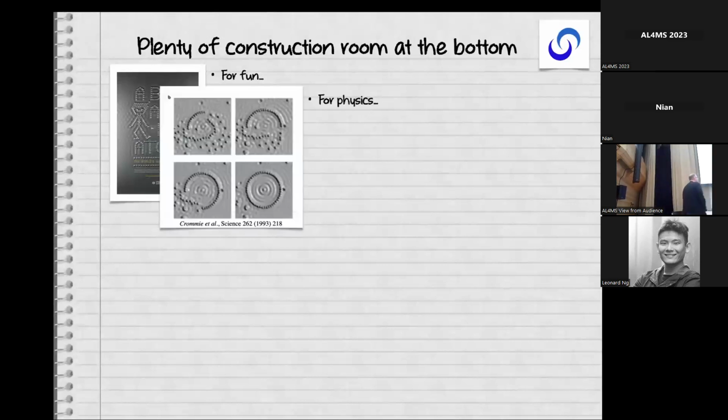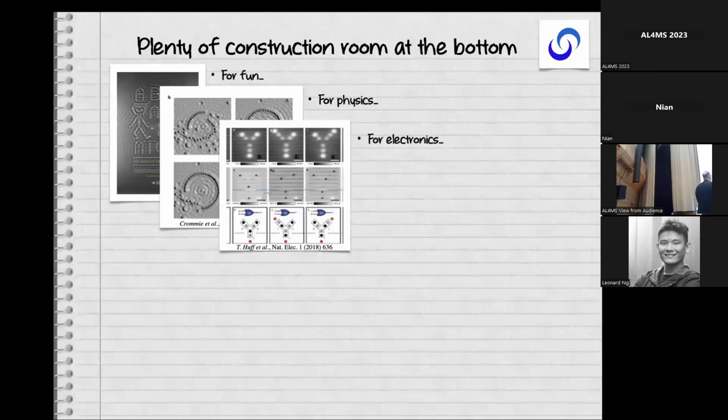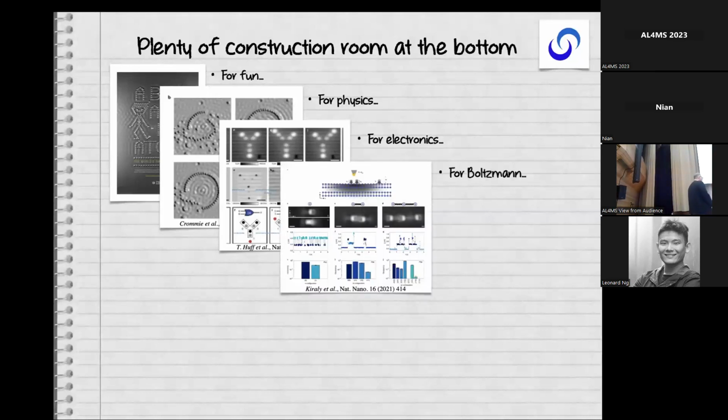In terms of science, the original manipulation paper from Crommie back in 1993 moved atoms into a ring forming this quantum corral, and you can see the quantum electron surface states inside this ring, which was fantastic and one of the most famous nanoscale images of the past. More recently, people have built electronic circuits with atoms and molecules, manipulation, testing physical ideas. Here they've built a Boltzmann statistical machine on the surface.